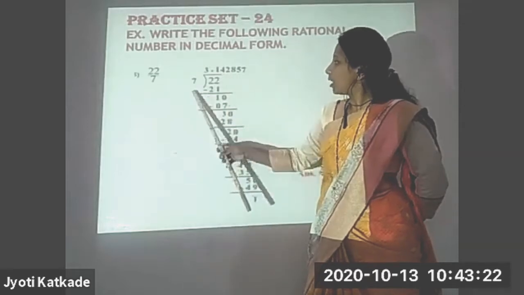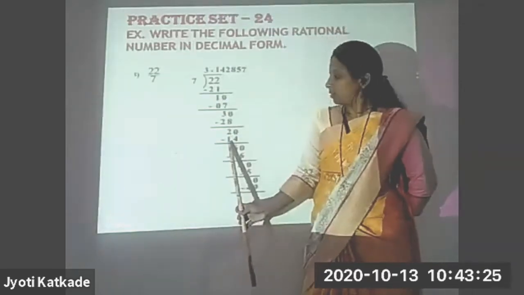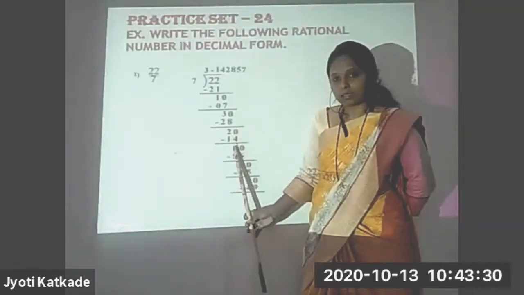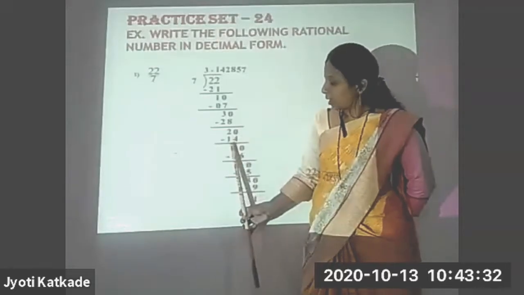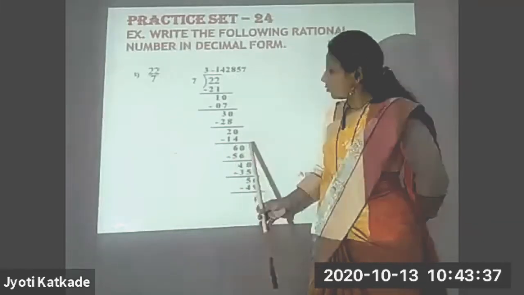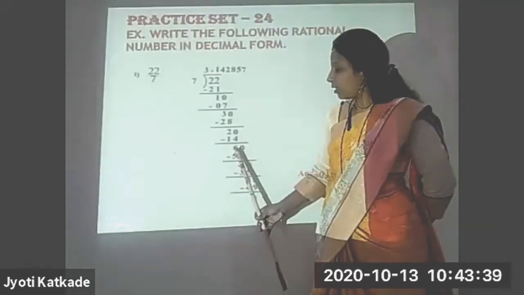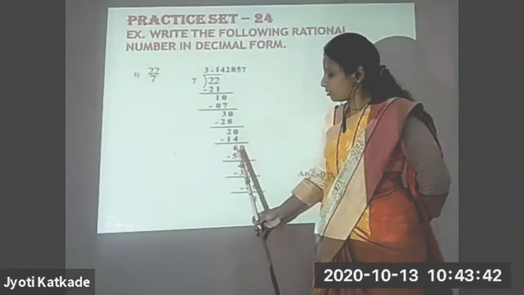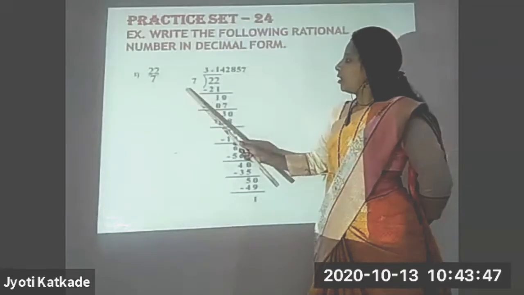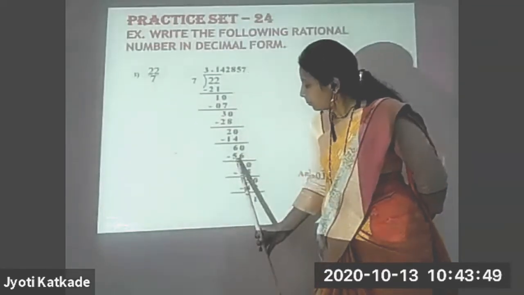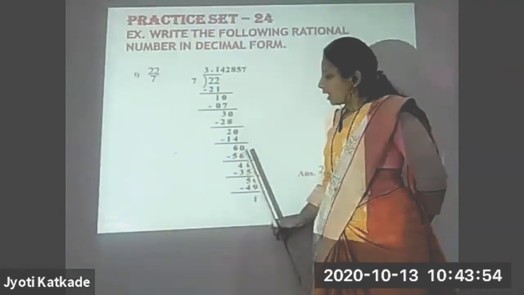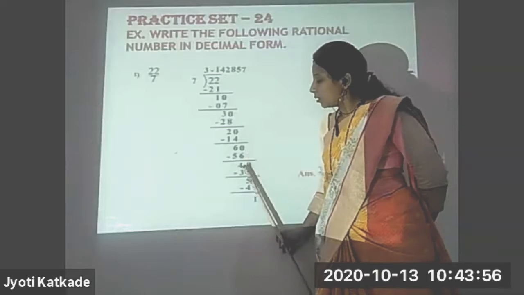7 twos are 14. Subtract 14 from this 20, we get 6. Now put 0 on that 6. Then the value is 60. Now 7 eights are 56. Subtract 56 from 60, we get 4.